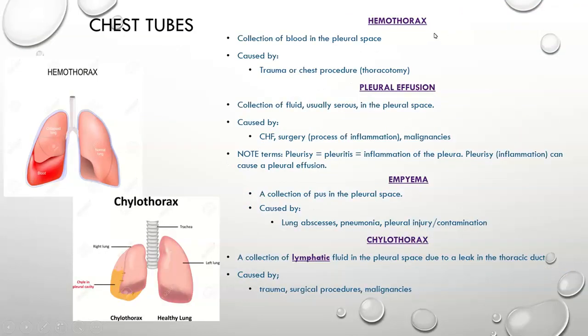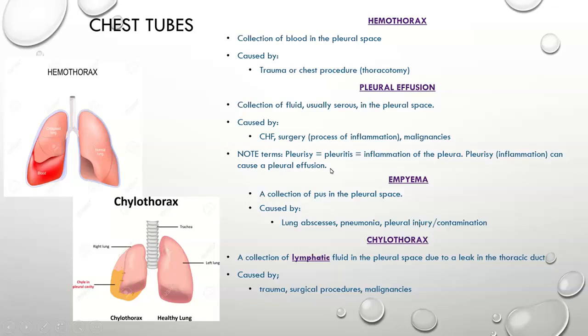Now, here are some other examples of causes or problems that would require a chest tube, and I'm going to let you just go down the list. You can see that a hemothorax, that would be blood in the pleural space. A pleural effusion means that there is a collection of fluid. Serous fluid is usually lymph fluid, and that can occur from CHF, surgery or malignancies.